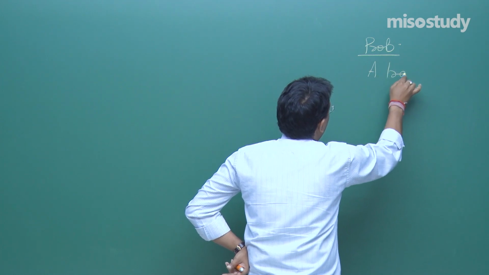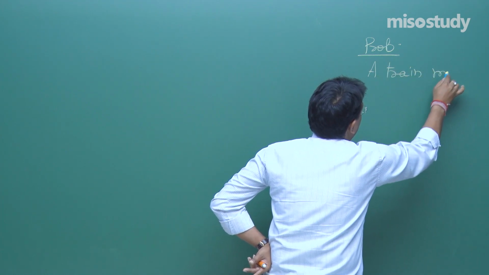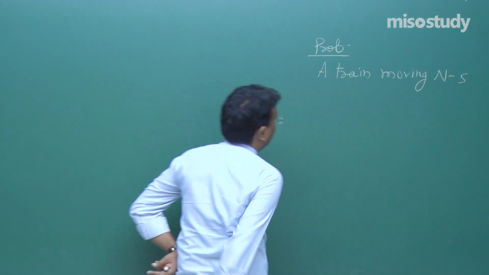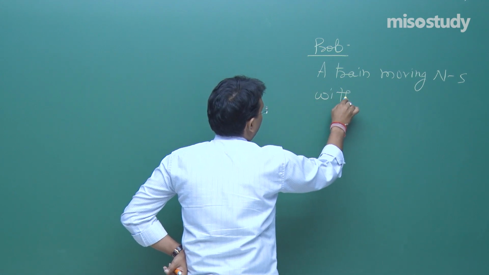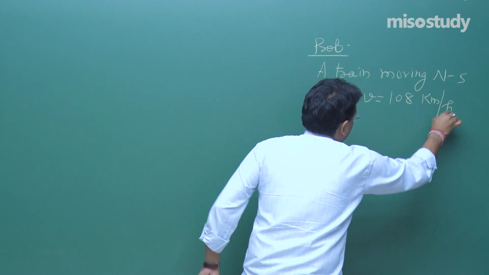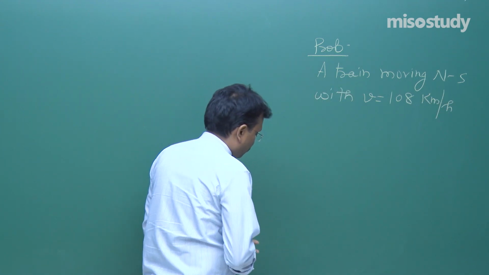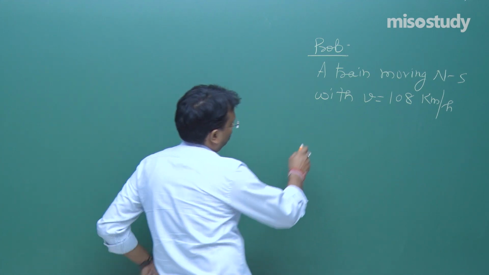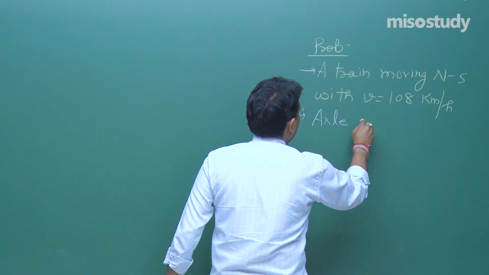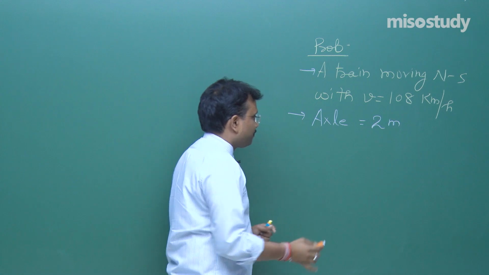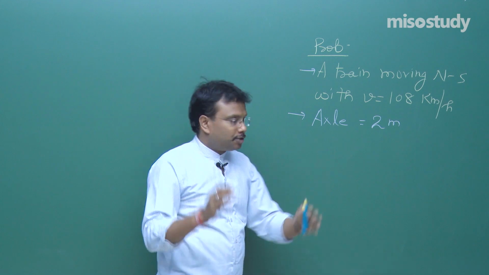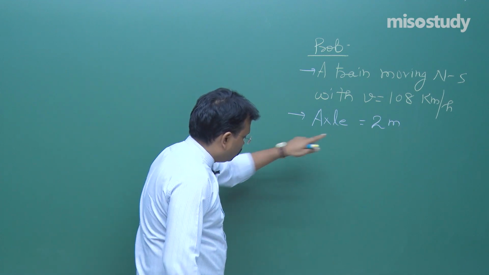A train moving north-south with v equal to 108 kilometer per hour. Okay, fact number 1. Fact number 2, axle length is equal to 2 meter. Axle means the metallic rod connecting two wheels of the train coach. Fine. Axle length is equal to 2 meter.